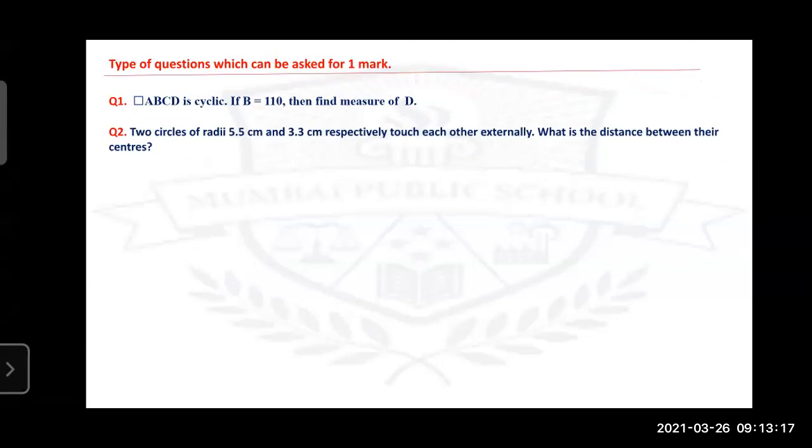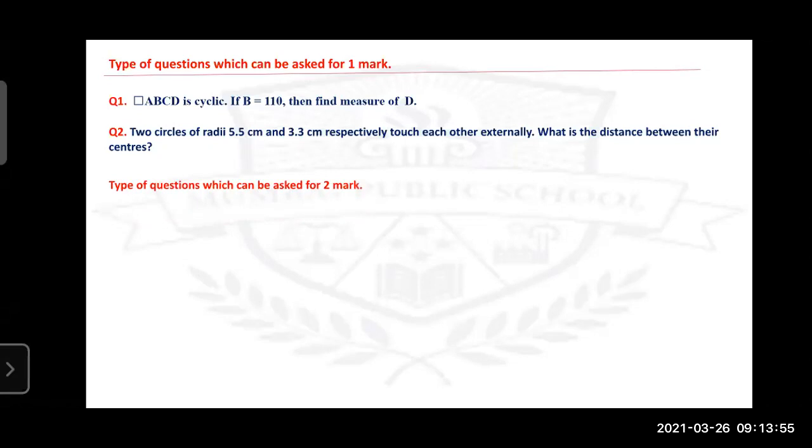Two circles of radius 5.5 centimeter and 3.3 centimeter touch externally. Okay, what is the distance between their centers? In the previous lecture we already discussed, if two circles touch internally, then we subtract the radii, and if the two circles touch externally, then we add their radii. Here they touch externally, so we add 5.5 plus 3.3, that is equal to 8.8 centimeter. Okay, such a type of question can be asked for 1 mark.